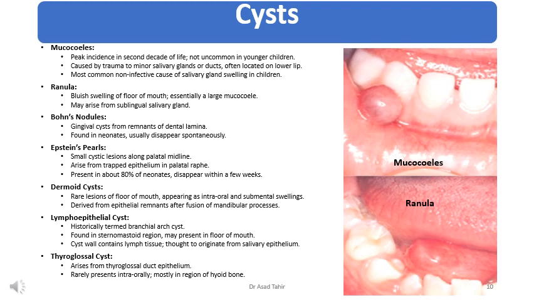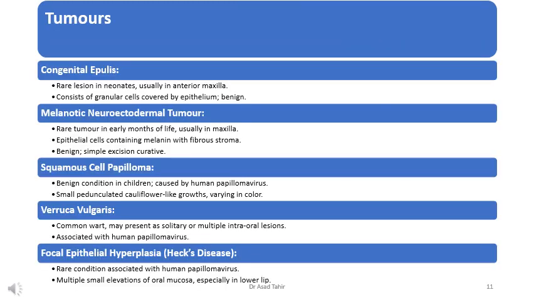Thyroglossal cyst: arises from thyroglossal duct epithelium. Rarely presents intraorally, mostly in the region of the hyoid bone. Tumors. Congenital epulis: a rare lesion in neonates, usually in the anterior maxilla. Consists of granular cells covered by epithelium, benign.